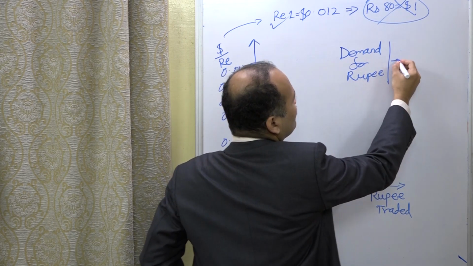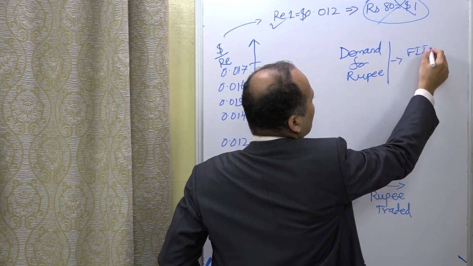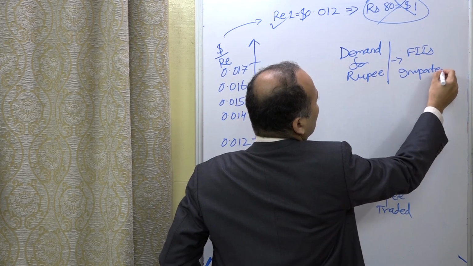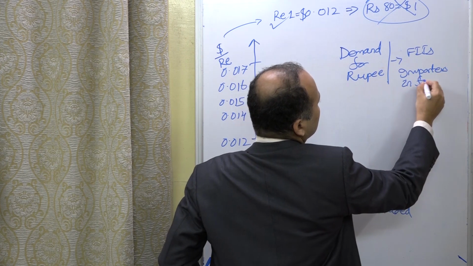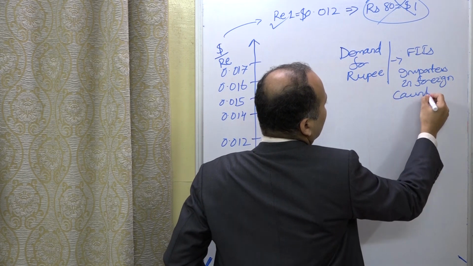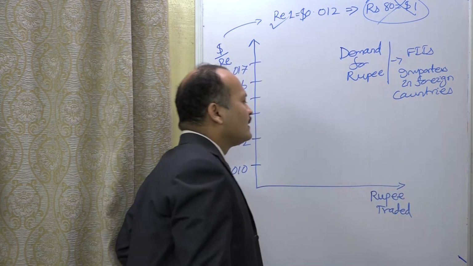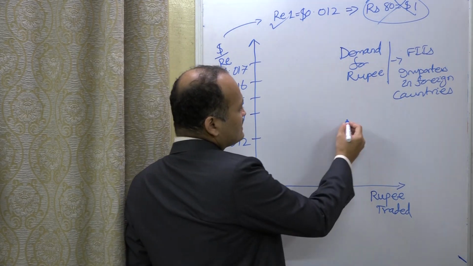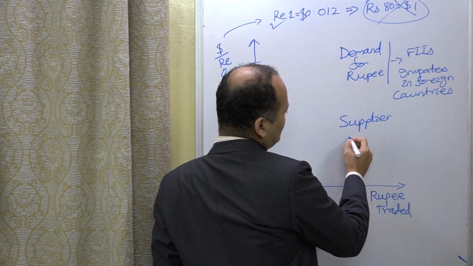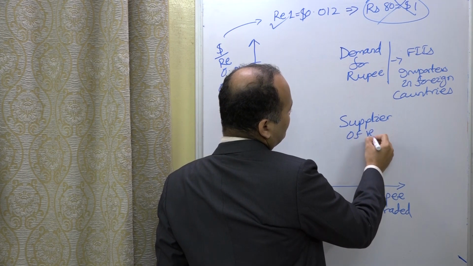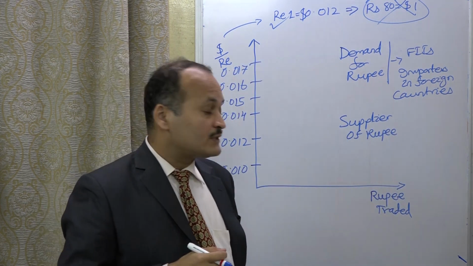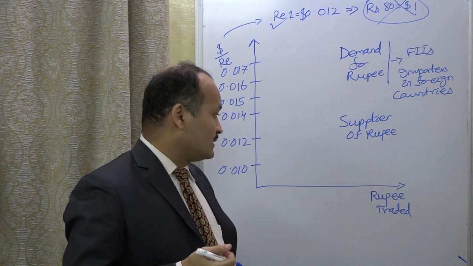They are the people who are, suppose, FIIs or, say, importers in foreign countries. Okay. And who is supplying rupee? The suppliers of rupee in the foreign exchange, who are they? People who want to buy goods and services which are priced in dollars.